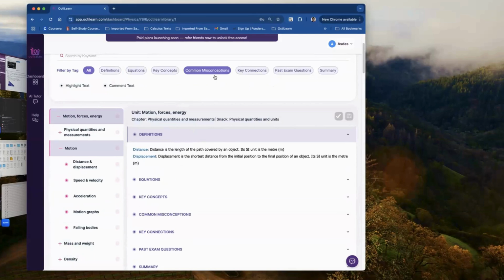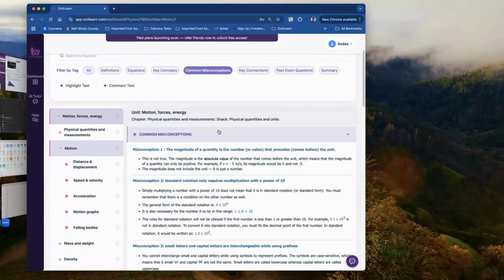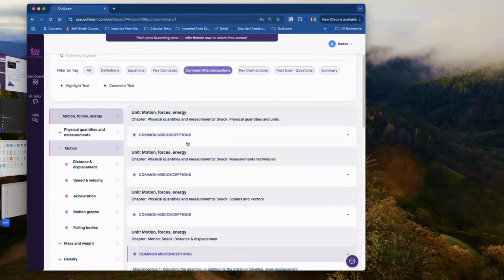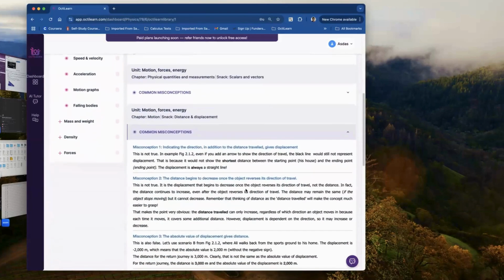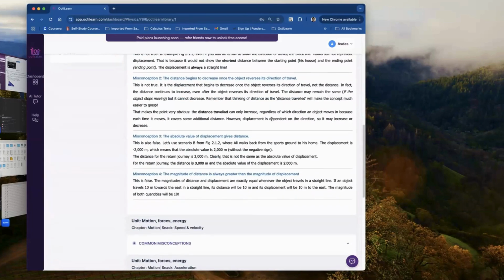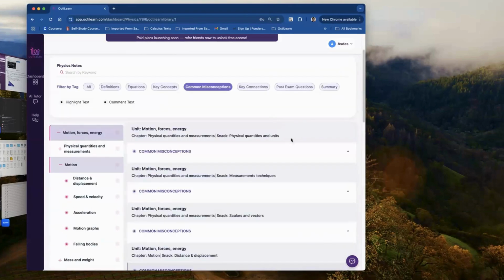So for example, if I do common misconceptions, then it's only going to show me the common misconceptions in each of these subtopics. And you see there are some common misconceptions that students have, and then they're responded to.